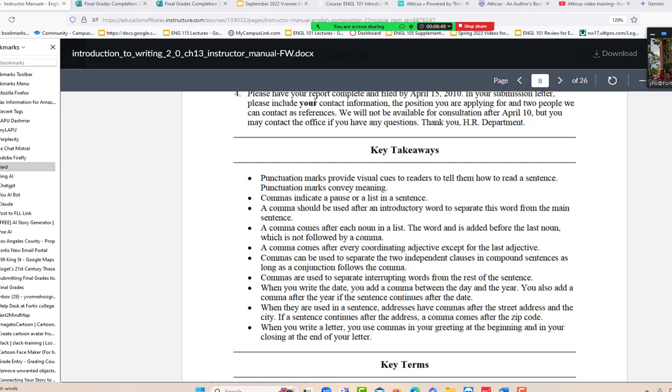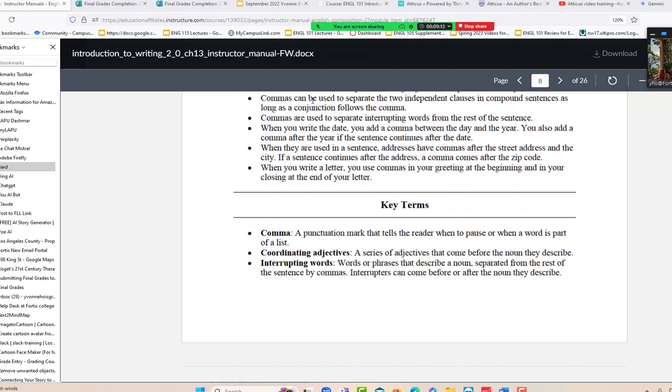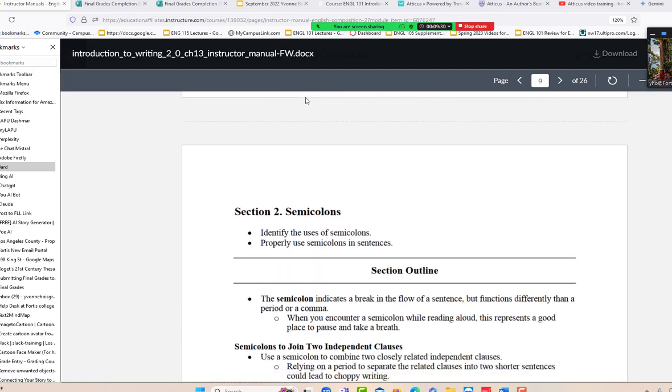Commas can be used to separate two independent clauses in compound sentences as long as the conjunction follows the comma. Commas are used to separate interrupting words from the rest of the sentence. When you write the date, you add a comma between the day and the year. You also add a comma after the year if the sentence continues after the date. When they are used in a sentence, addresses have commas after the street address and the city. If a sentence continues after the address, a comma comes after the zip code. When you write a letter, you use commas in your greeting and in your closing at the end of the letter.